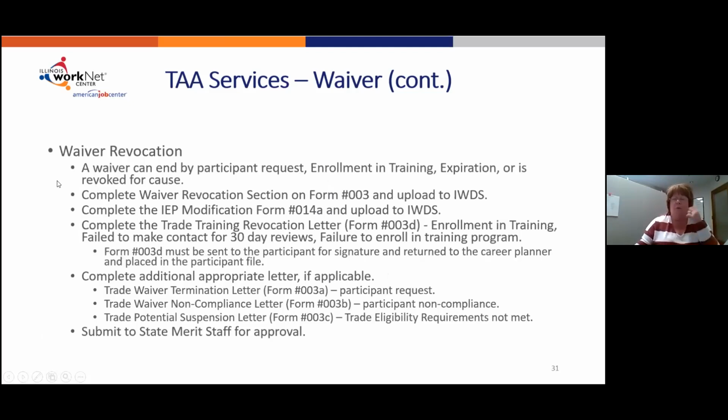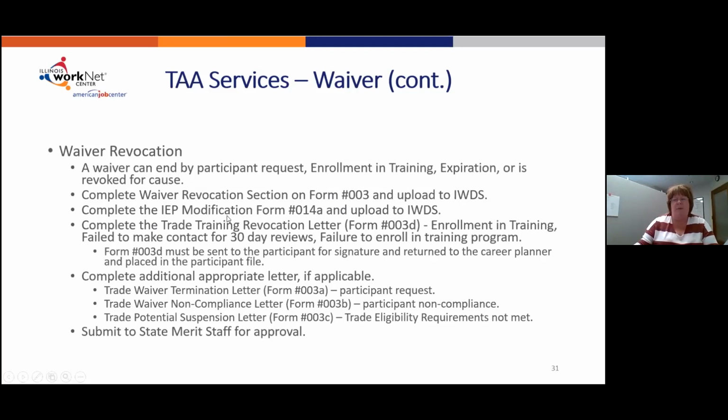Waivers, no matter what, whenever they are revoked, they can be ended by several different ways. The participant can actually request the revocation of a waiver. If they are enrolled in training, the waiver expires, or it can be revoked for cause. No matter what the reason, the waiver revocation section on the waiver form must be completed and uploaded to IWDS.